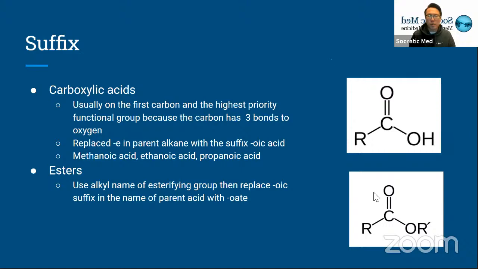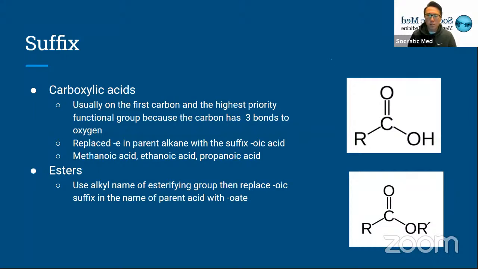And then next, carboxylic acids. That's usually on the first carbon, and they're pretty oxidized since the carbon has 3 bonds to oxygen. So it's usually the highest priority functional group in the molecule. To name the carboxylic acid, you take the parent alkane name, replace the E at the end, and add the suffix oic acid to it. So instead of methane, it would be methanoic acid, ethane, ethanoic acid, propane, propanoic acid. And on the right is just the basic general structure of the carboxylic acid.